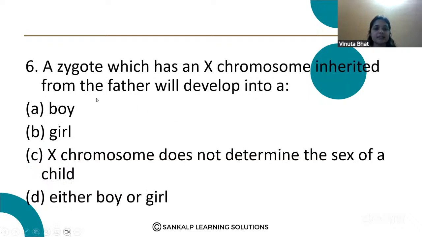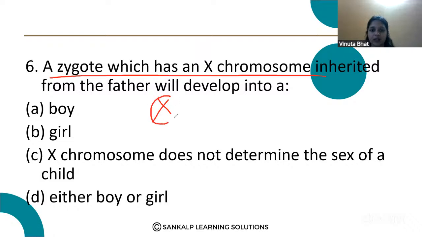Next question. A zygote which has an X chromosome inherited from the father will develop into: option A, boy; option B, girl; option C, X chromosome does not determine the sex of the child; either boy or girl. Here, the zygote has the X chromosome inherited from the father. The gamete from the father may contain either an X chromosome or a Y chromosome. The egg from the mother always contains the X chromosome.